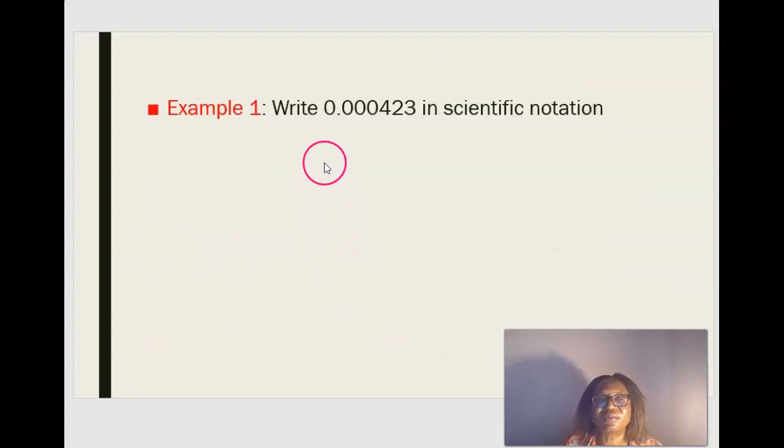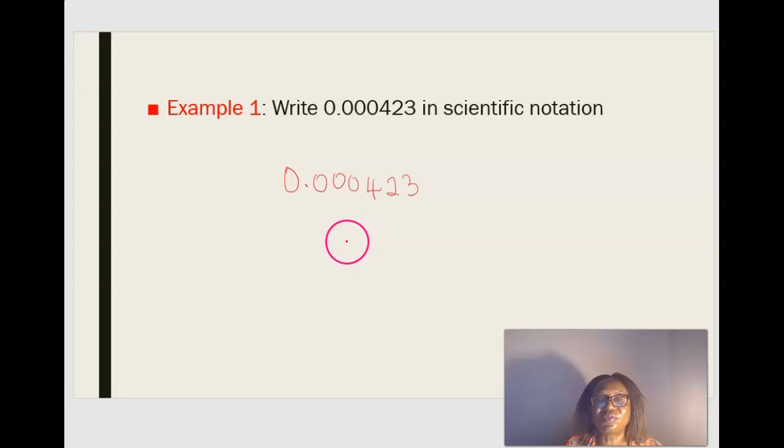So, example 1. Write 0.00423 in scientific notation. So, what do we do? We have seen that the decimal point is here, and we want a non-zero number. So, I'll start like this. 0.00423. That's the number we have originally.